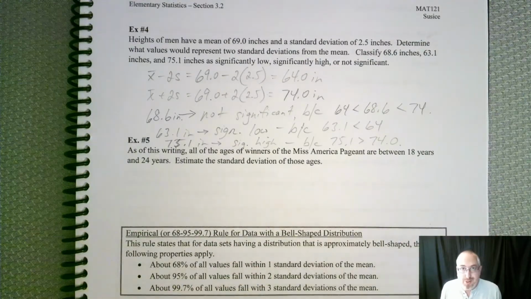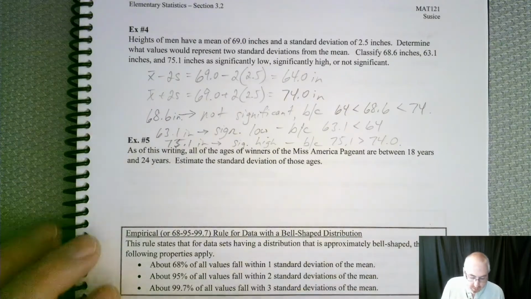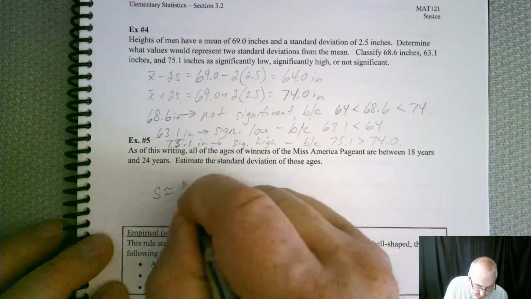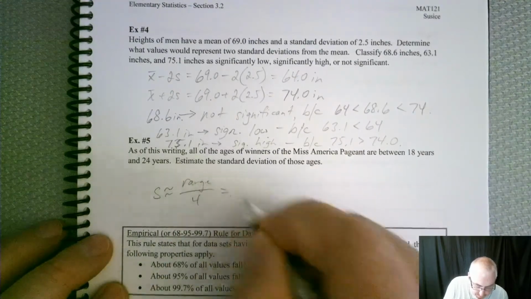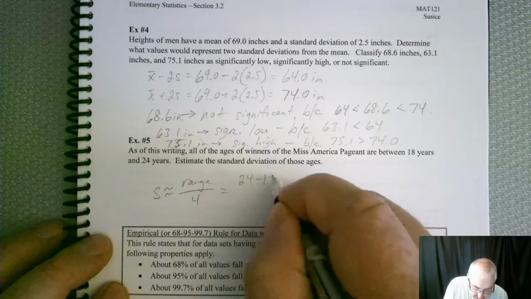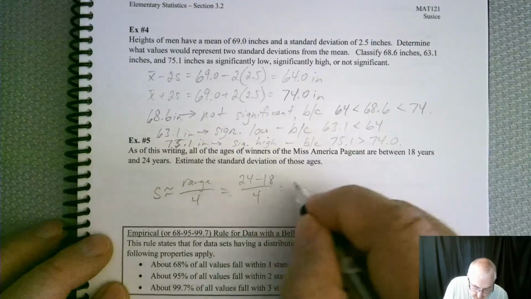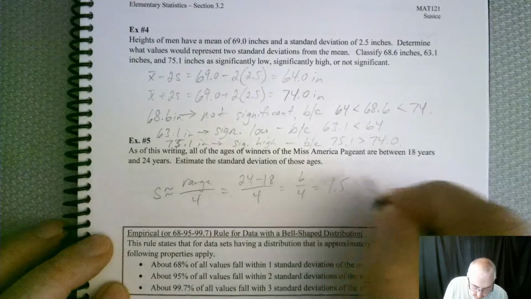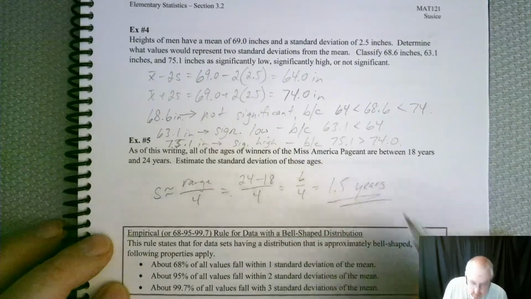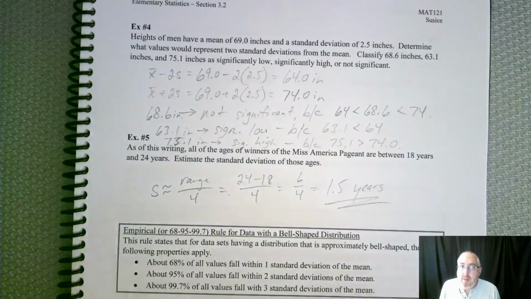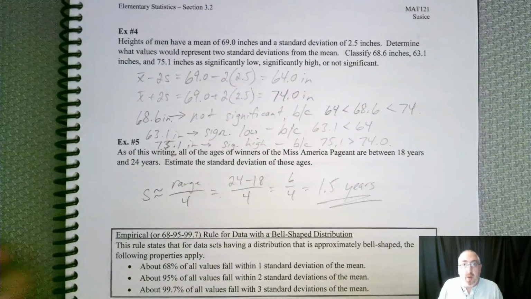They just want you to use the second part of the range rule of thumb. So s is approximately equal to the range over 4. The range is 24 minus 18, all over 4. So 6 over 4, or 1.5. So 1.5 years is approximately going to be the standard deviation. When we're doing the actual calculations, we can know if we're on the right track based off of this estimate. If we're way off in our calculations, this will tell us that. It's just to check that you're in the ballpark.